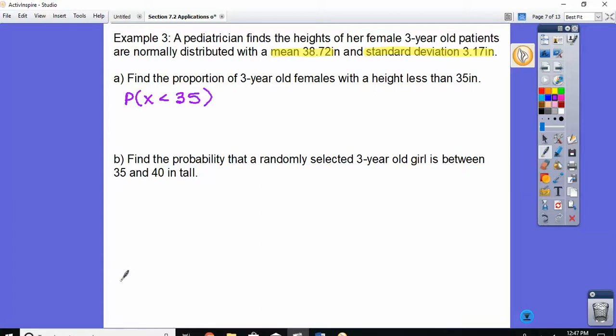So we do 35 minus 38.72 divided by the standard deviation. We can't read the 35 from the table, so we have to translate it into a Z first. So to change this to a Z, you do X minus your mean over your standard deviation. And we get Z is less than negative 1.17.